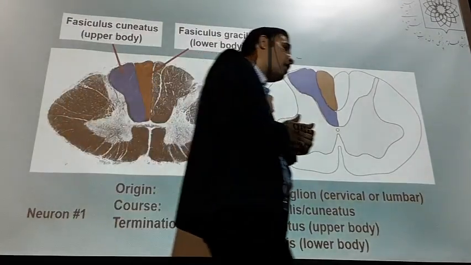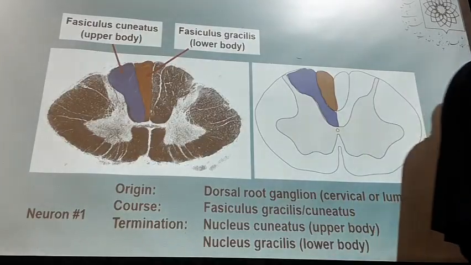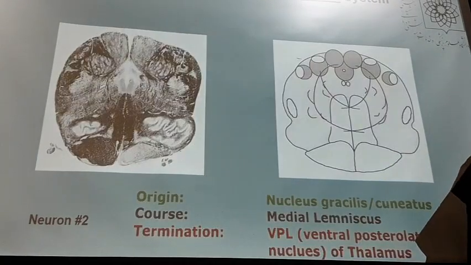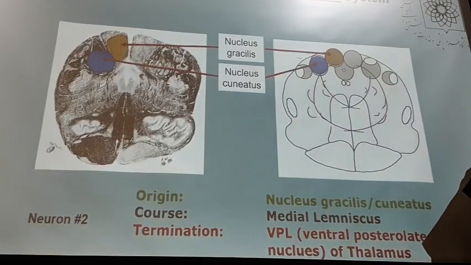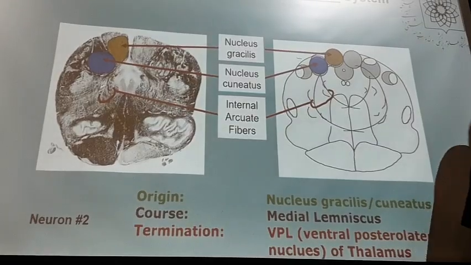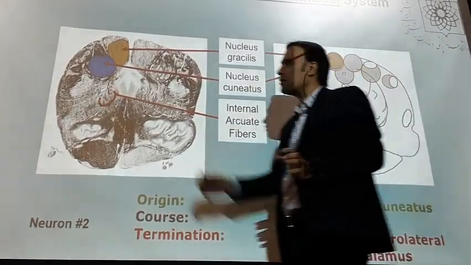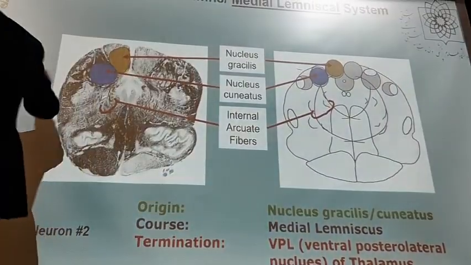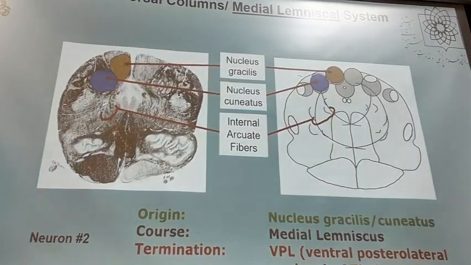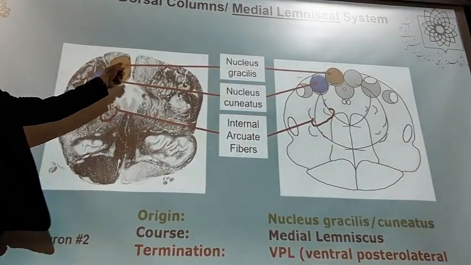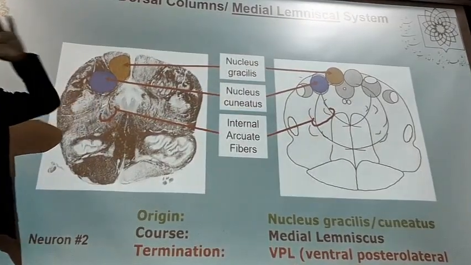In the medulla, there is a crossing. Have a look. We have nuclei in the medulla where these fibers will finish, here and here. These are the nucleus cuneatus and nucleus gracilis, and then the rest of the pathway follows.